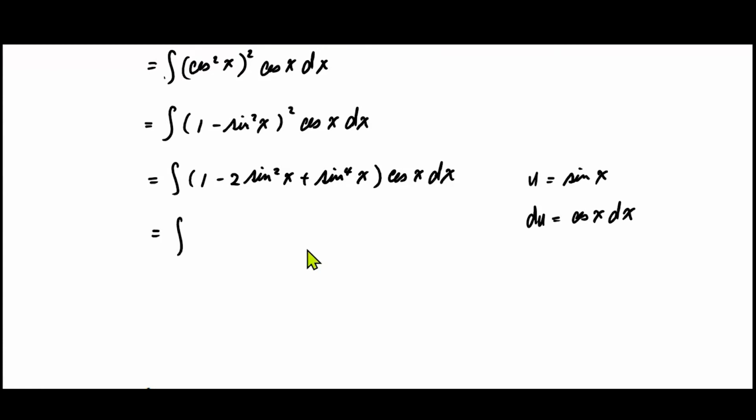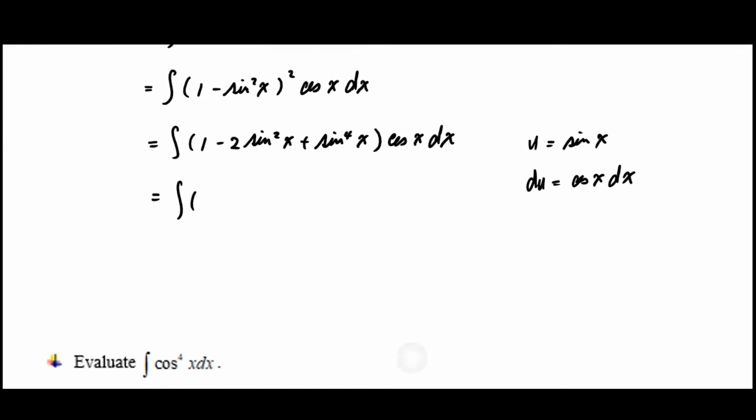Let's just have faith and make the substitution and see what happens. So this is still 1 minus 2, and this is u squared, isn't it? The sine x is u. And then this is u to the fourth. And then cosine x dx is du. Whoa, what just happened?